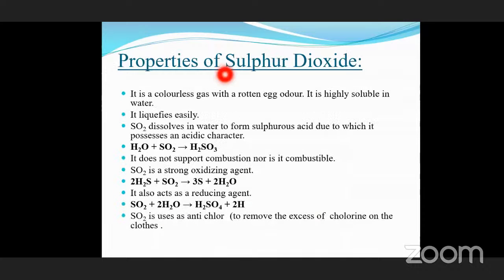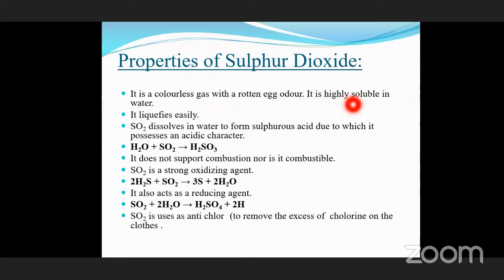Now, properties of sulfur dioxide. It is a very, very important one. Sometimes it is also asked as a very short answer type question. The first property of sulfur dioxide is that it is a colorless gas. Sulfur dioxide is always present in the gaseous state in nature. That's why it is a colorless gas with a rotten egg smell.